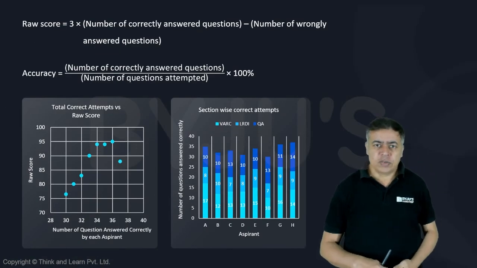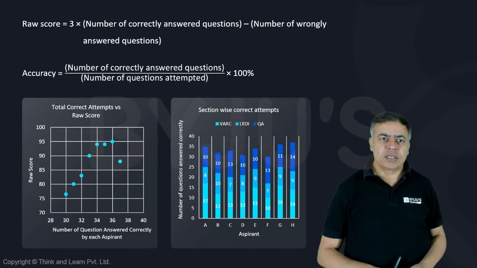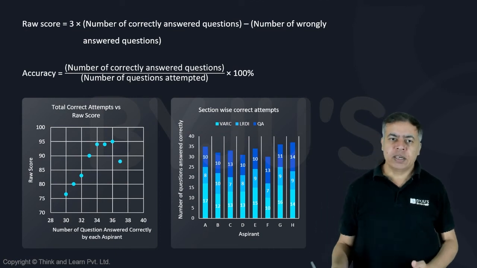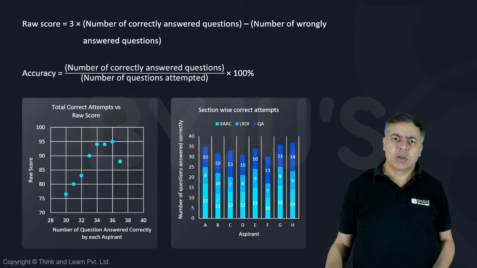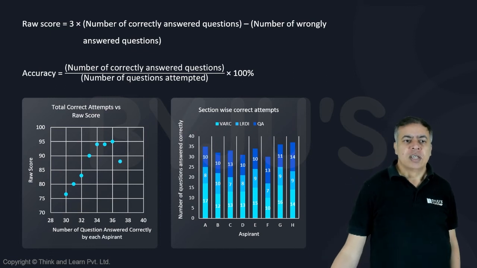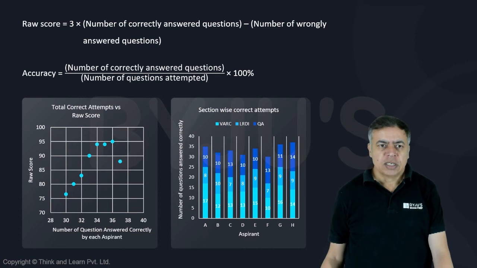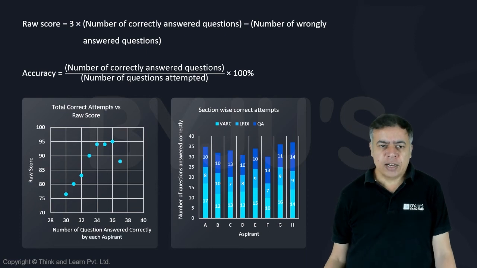Now these were the graphs given. For raw score, the formula is 3 into number of correct minus number of wrong, right? Because negative is -1, so -1 into number of wrong. Accuracy is number of correct divided by total number attempted, all questions attempted, into 100%. So that is the accuracy percentage.